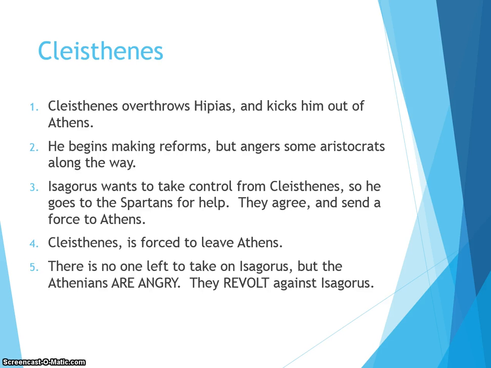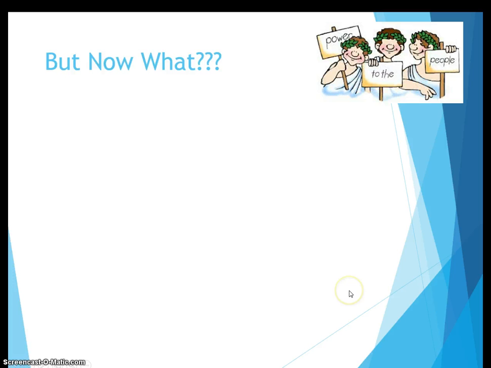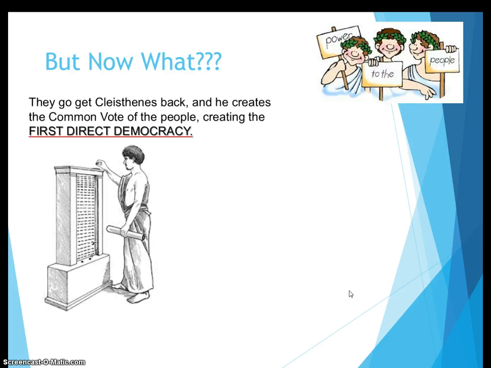But the Athenians are angry. They are not going to have it. And they revolt against Isagoras. And they scale the Acropolis walls. They climb and they execute all the... But now what? Well, they go get Cleisthenes back.